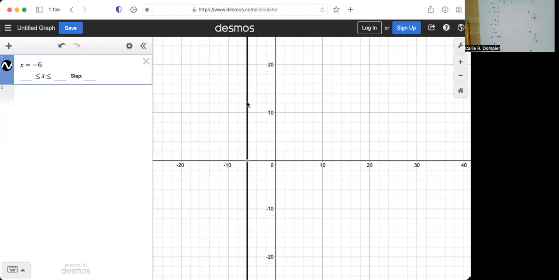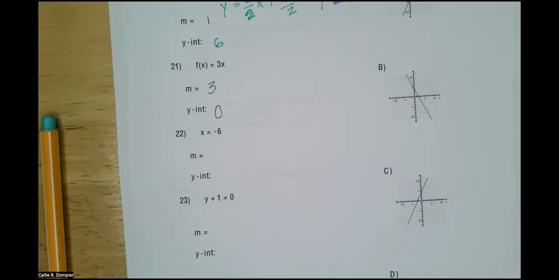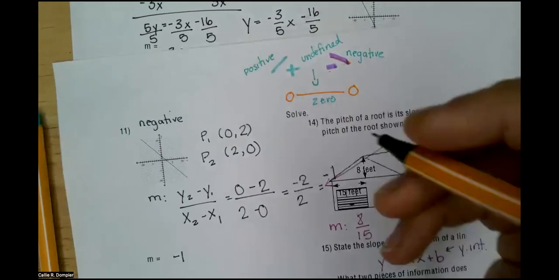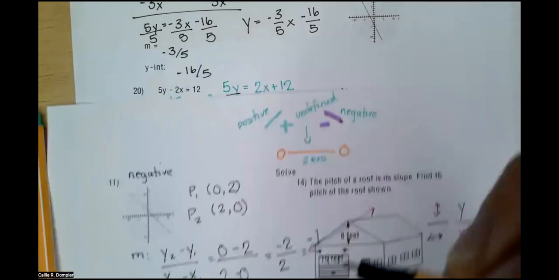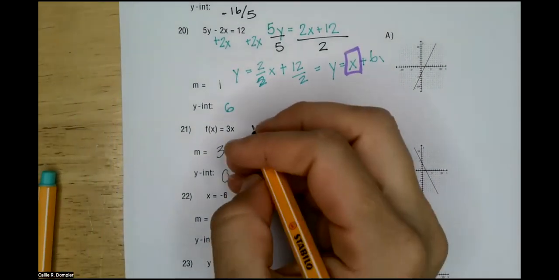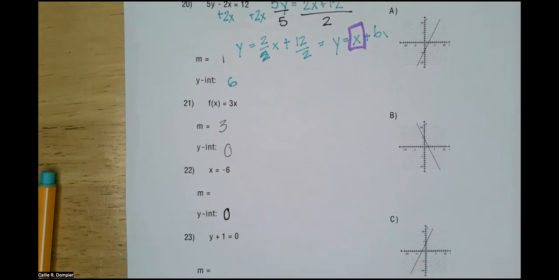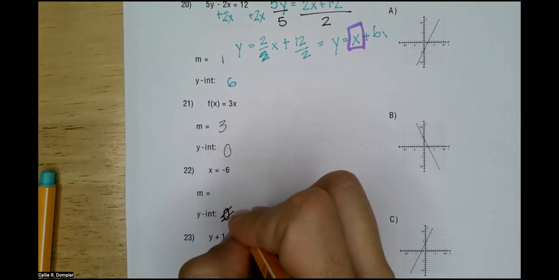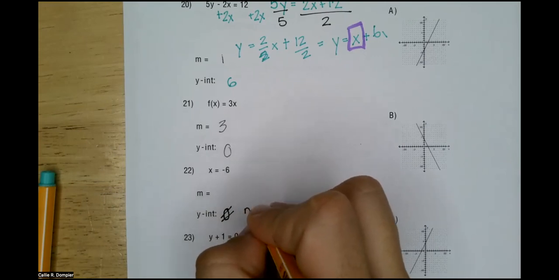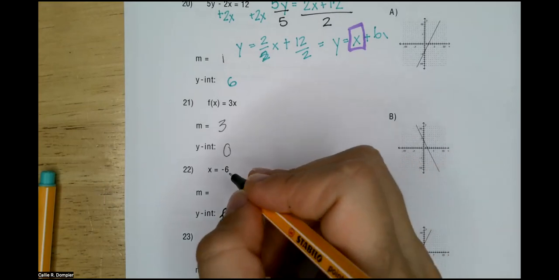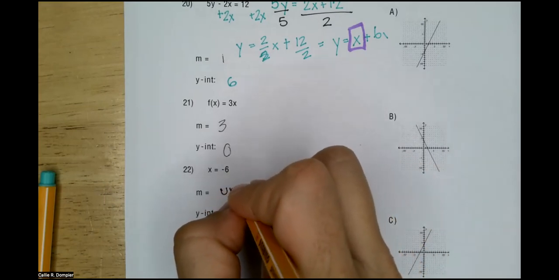And what is that slope? Is that slope undefined or is that slope 0? If we look at it, straight up and down, undefined. So we're going to say our y-intercept is still 0 because it never crossed. Oh, sorry. You can't say your y-intercept is 0. You have to say none. There is no y-intercept. It will never cross the y-axis. And my slope is undefined.